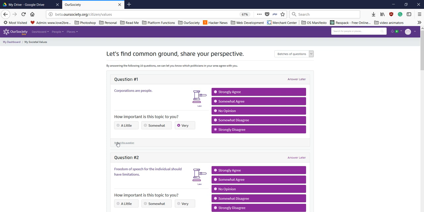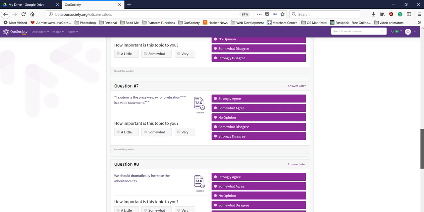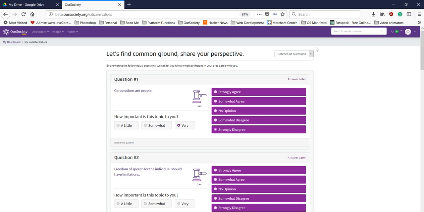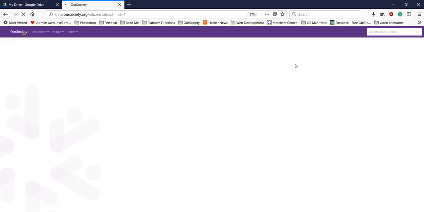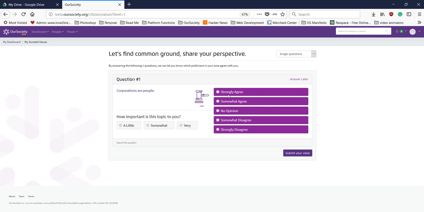For you answering your questions, we list 10 questions at once. So you can scroll down and see there's 10 at once, but maybe you feel more comfortable answering one at a time. This drop down up here in the top right-hand corner, you can select single questions, and you'll answer one question at a time. Now let's go back to the batch.